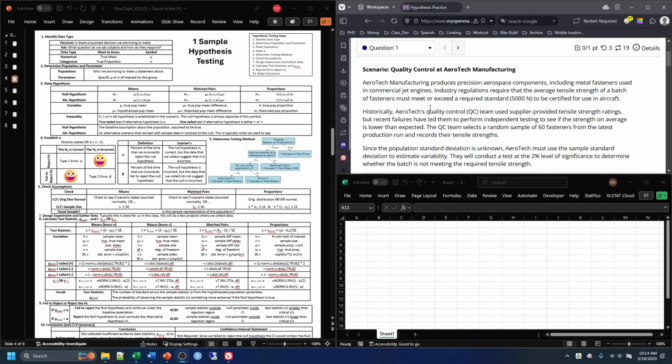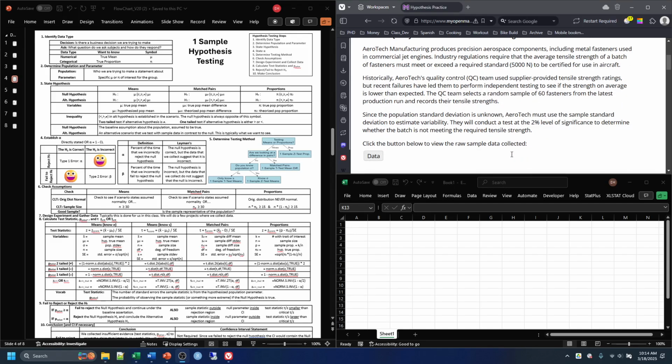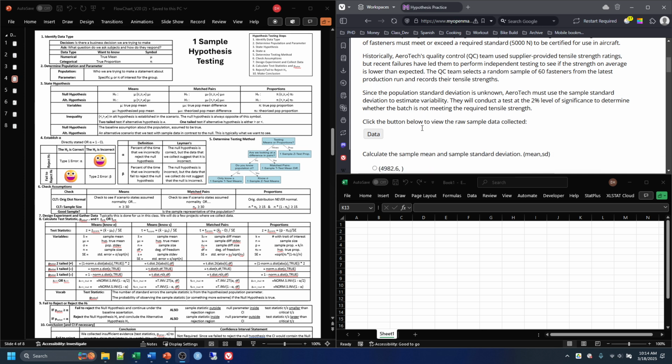The quality control team selects a random sample of 60 fasteners from the latest production run and records their tensile strength. Since the population standard deviation is unknown, Aerotech must use a sample standard deviation to estimate variability. They will conduct a test at the 2% level of significance to determine whether a batch is not meeting the required tensile strength. Okay, and let's click to see our data.